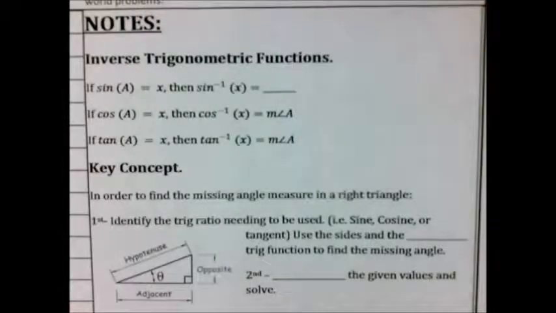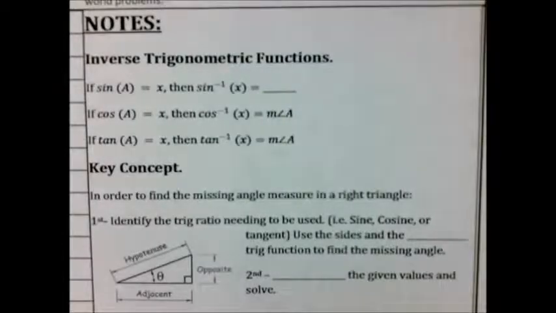Same thing, if the cosine of some angle A is equal to x, then the inverse cosine of x is equal to the measure of angle A. And if the tangent of angle A is equal to x, then the inverse tangent of x is equal to the measure of angle A.